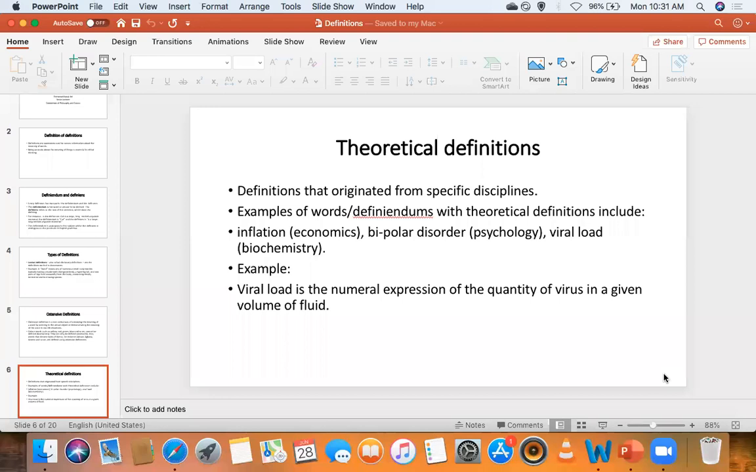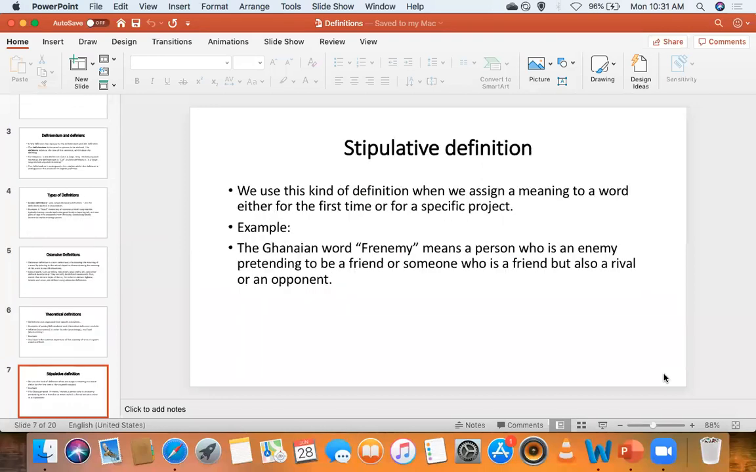So that's a theoretical definition. Then we have stipulative definition. We use stipulative definitions when we assign a meaning to a word, either for the first time or for a specific project. Stipulative definition is the kind of definition we formulate for the first time or for a certain project.